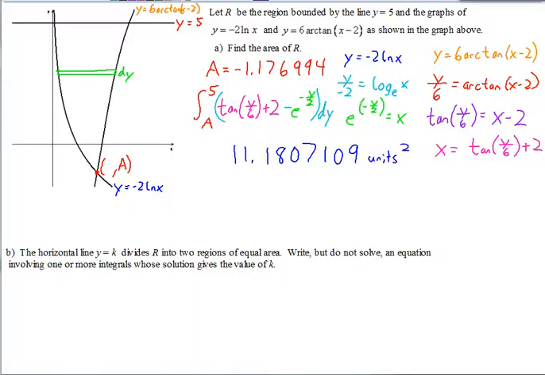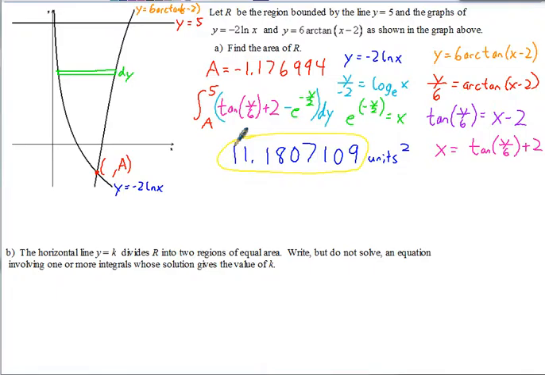So you just have to be accurate to 3 decimal places. So you can either make it 180 or round it up to 181, or write the whole thing out like I did. Then part B says the horizontal line y equals k divides R into 2 regions of equal area. Write but do not solve an equation involving one or more integrals whose solution gives the value of k.